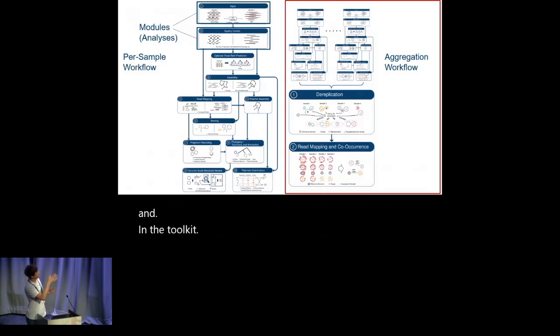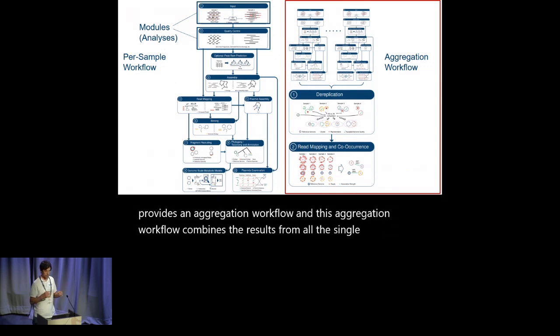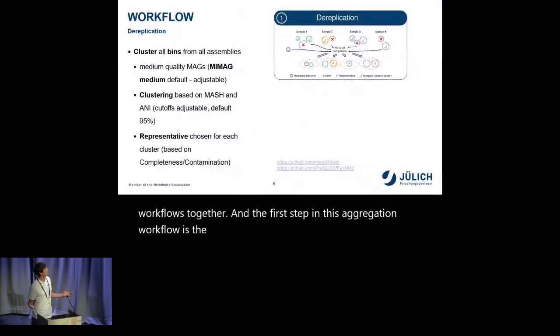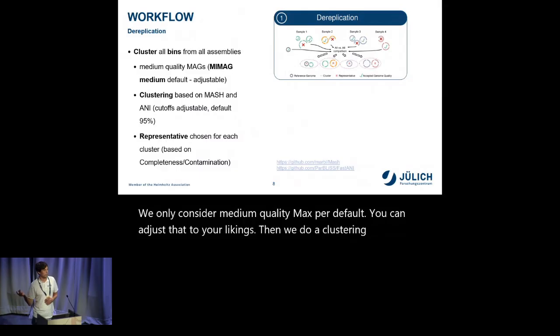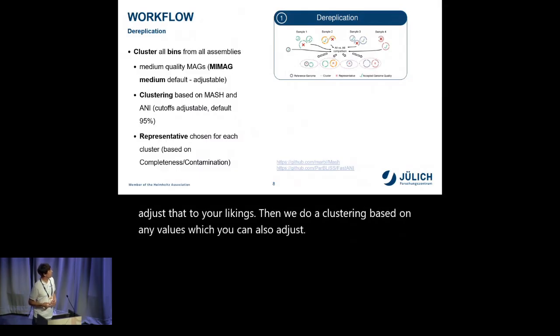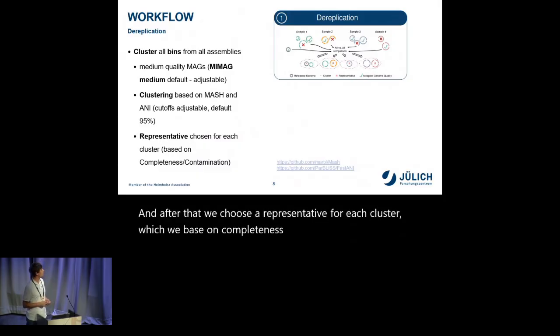Besides this per sample workflow, the toolkit provides an aggregation workflow, and this aggregation workflow combines the results from all the single sample workflows together. The first step in this aggregation workflow is the dereplication, where we just cluster all the bins from all the assemblies together. We only consider medium quality MAGs per default. You can adjust that to your liking. Then we do a clustering based on ANI values, which you can also adjust. After that, we choose a representative for each cluster, which we base on completeness and contamination values.